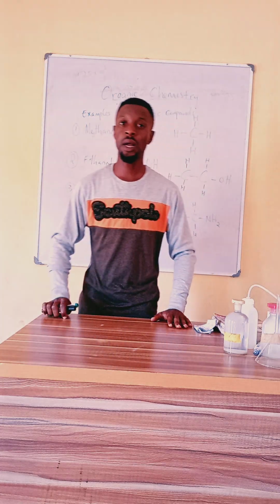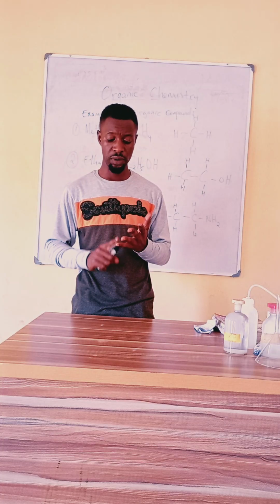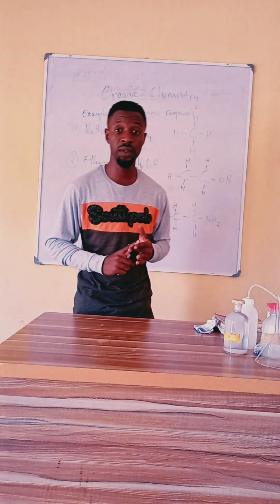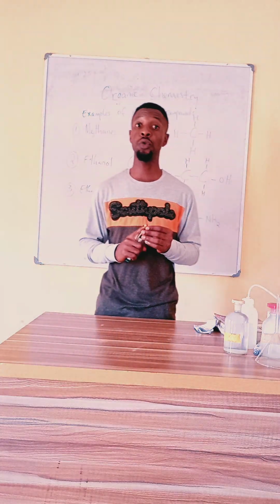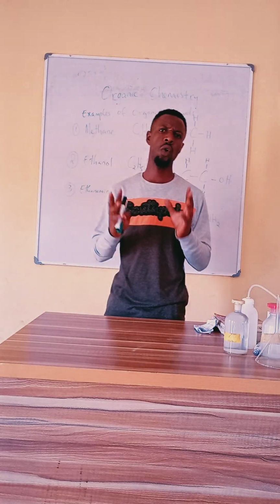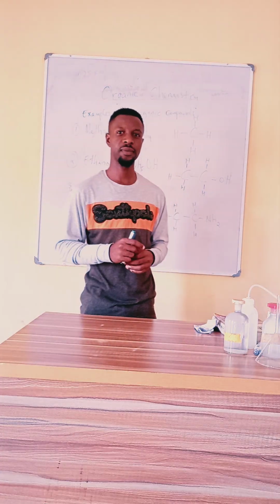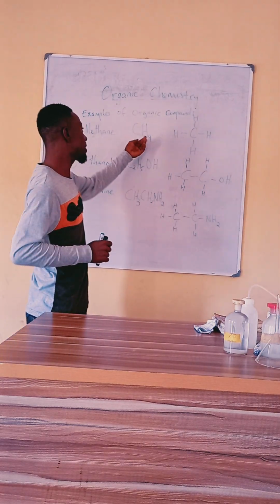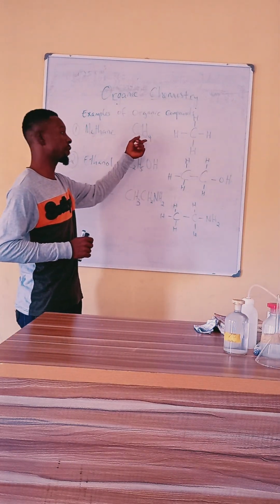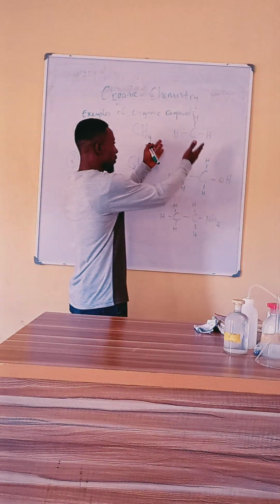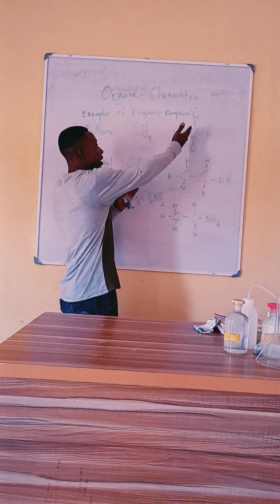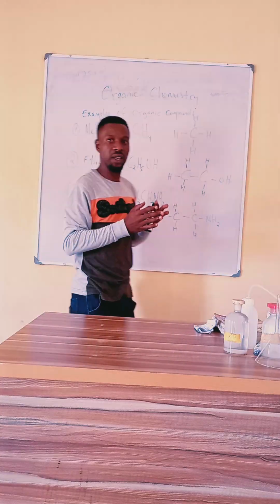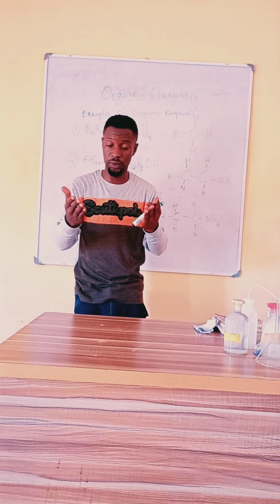Organic compounds are compounds primarily made up of carbon, hydrogen, and other elements such as nitrogen, oxygen, sulfur, sodium, potassium, and so on and so forth. Now, examples of organic compounds. You have methane, and this is the molecular formula of methane, CH4. If you open the structure of methane, you discover that carbon is directly linked to hydrogen atoms. And this is one of the conditions of organic compounds.